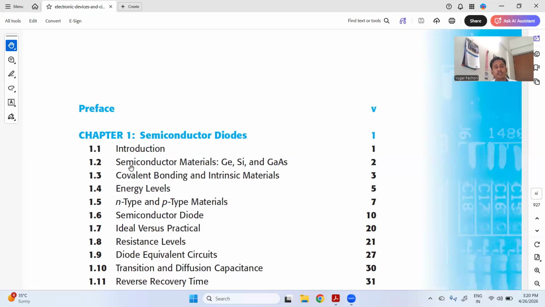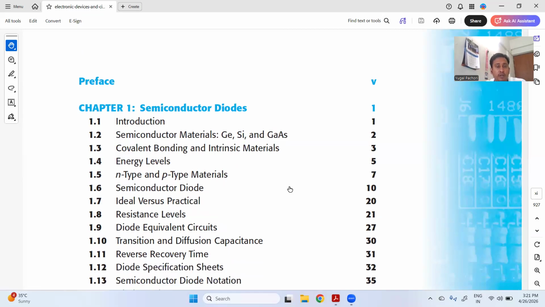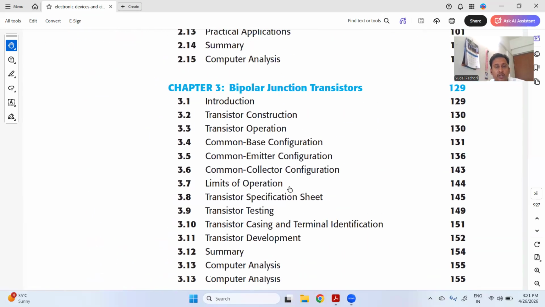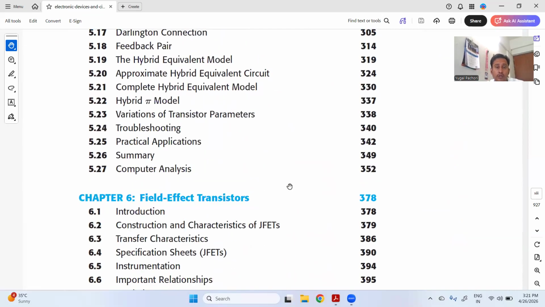So you can see this is the introduction: semiconductor material, germanium, silicon, gallium arsenide. Then you have the covalent bonding and intrinsic material. Then you have the discussion on energy level. One by one, this will come. You can see this in chapter one. So let's start our discussion. And this is chapter three, four. I have already told you that up to chapter 10, you have to thoroughly read this book. And beyond chapter 10, it is a choice according to your syllabus whether you read the book or not.